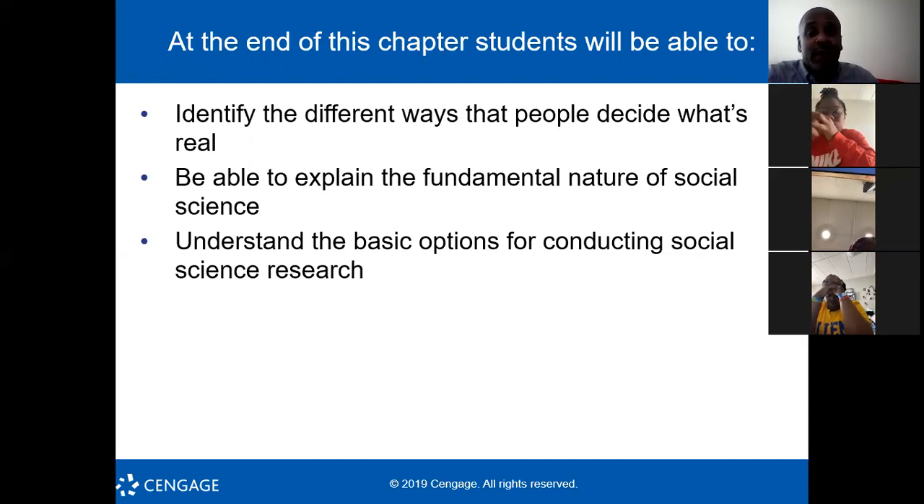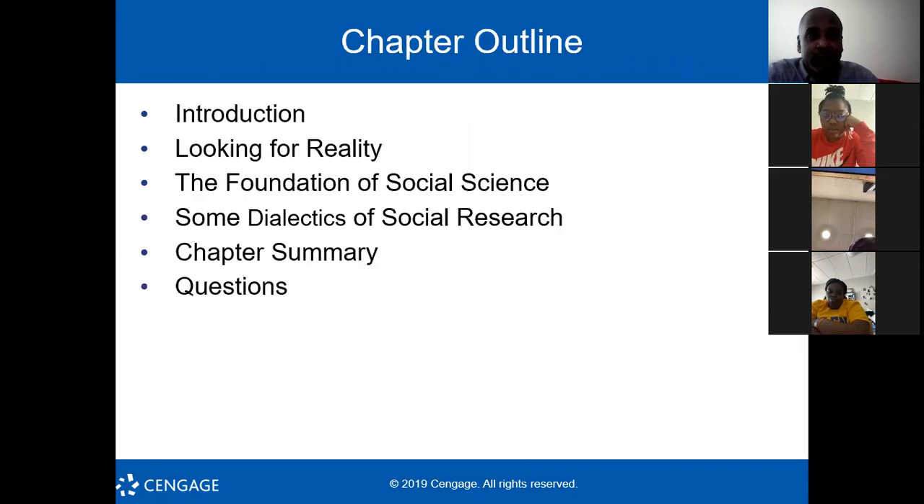And we'll talk about that throughout. And these are the kind of things I want you to begin to think about for your own research. We also want to be able to explain the fundamental nature of social science. And then finally, the basic options for conducting social science research, the different methods and how we go about trying to find out things about how we try and find out what's real.